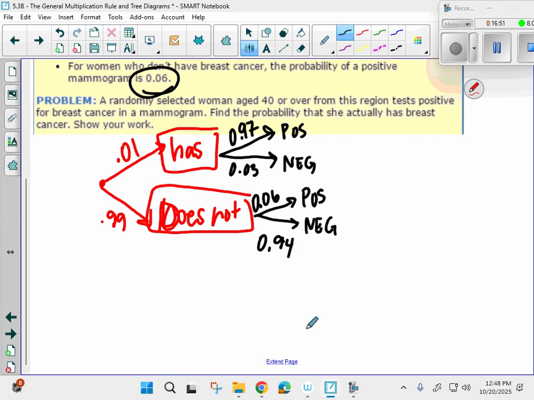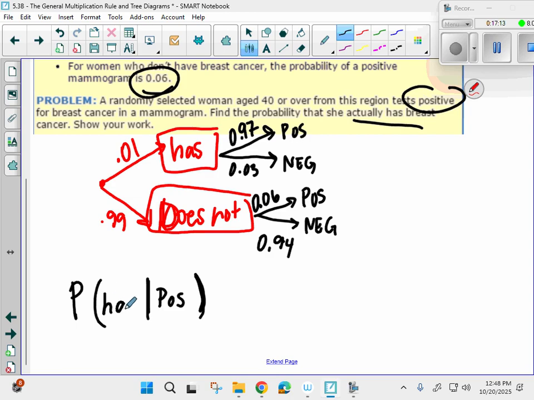Okay, now let's answer the question. Find the probability that she actually has it. So she tested positive. What's the probability she actually has it? So we're setting up our conditional statement. What do we know happened? Yes, we know she got a positive test result. What are we trying to find? If she actually has it. What's the probability she actually has it? So we need has it and test positive over the probability of testing positive.